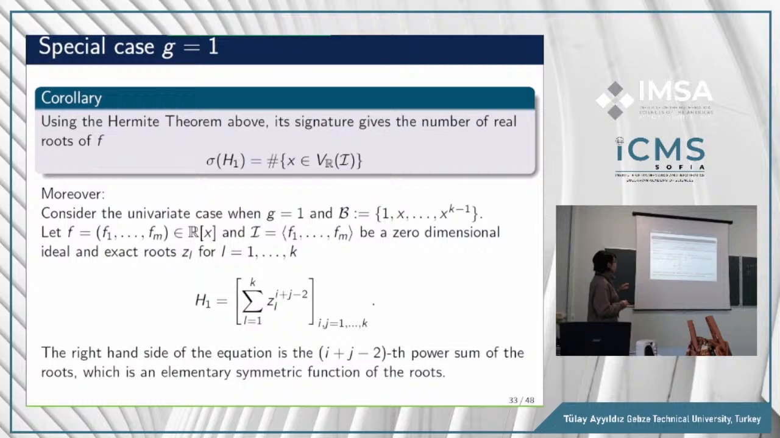And in the case of 1, if we pick G as 1, a constant function, then the signature of the Hermite matrix actually gives us the number of real roots. So in the multivariate case, it's not that obvious to find the number of real roots, but this is a really nice tool. This is not always usable, but when you can use it, it's a really simple tool, and computation-wise, it's really cheap.